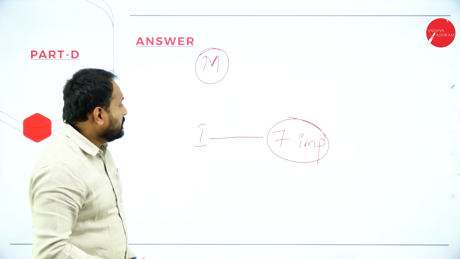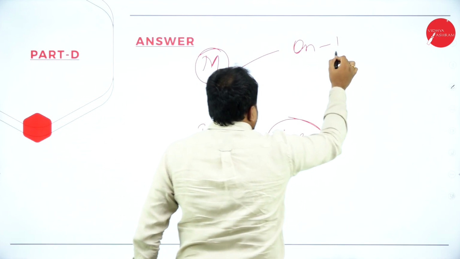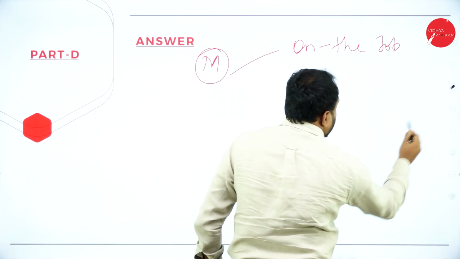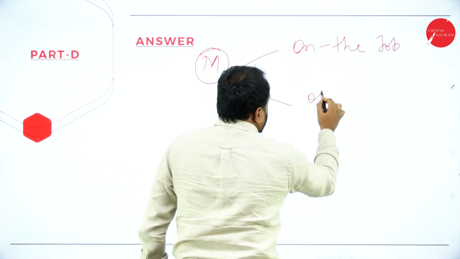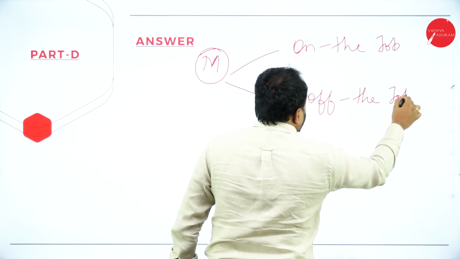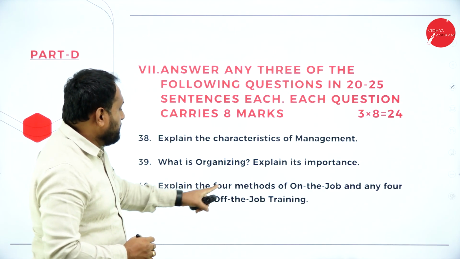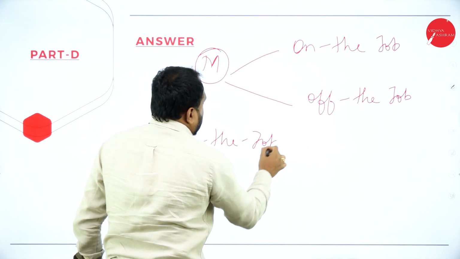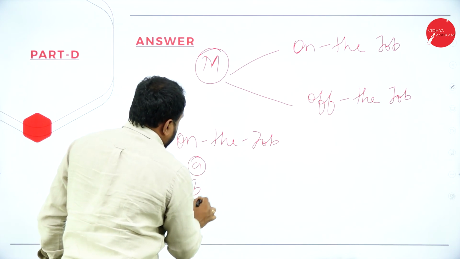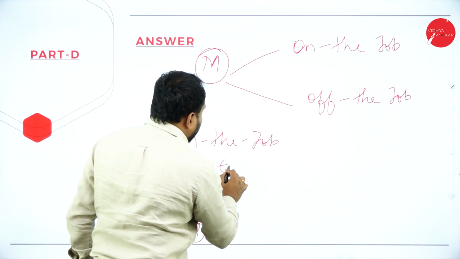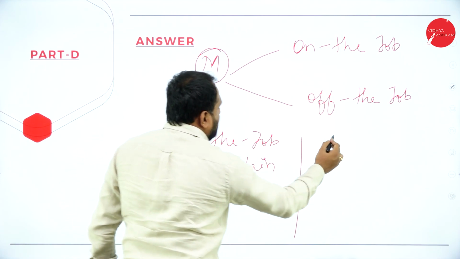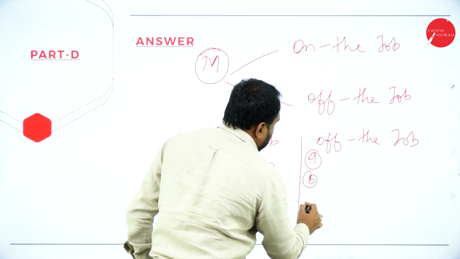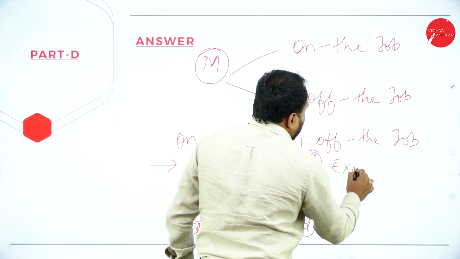Again, same way here also. That is, you will write the meaning of on-the-job and the meaning of off-the-job. Now after meaning, what you're going to do is methods are there. So on the job, there are 4, A, B, C, D. Explain them. As well as off the job, write 4, A, B, C and D, and start explaining them.